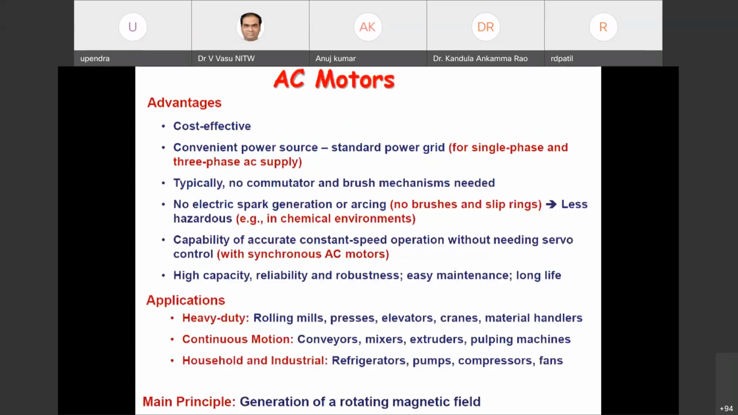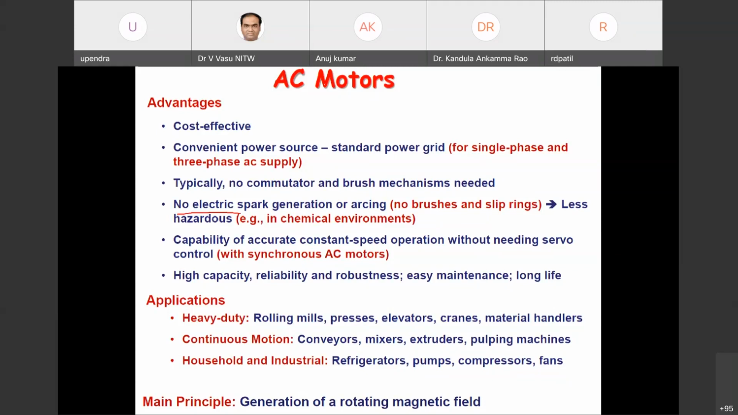These AC motors are cost effective, which is one of the important things, and they have fewer hazards. In the DC motors, whether brushed or brushless, some electrical spark can be generated. That is hazardous, because you cannot use this type of actuator in a chemical environment or a food processing unit. But they are cheaper, so that is why they can be used.